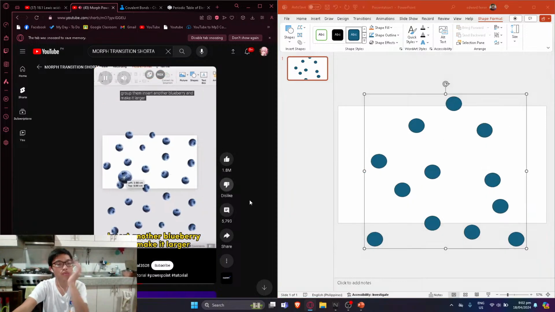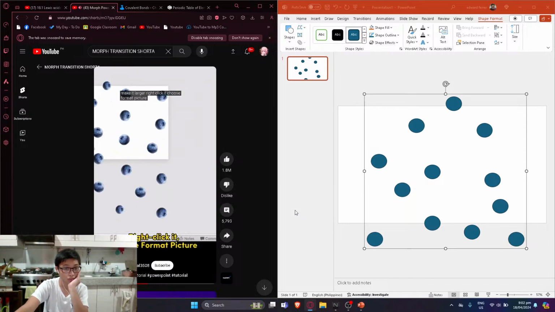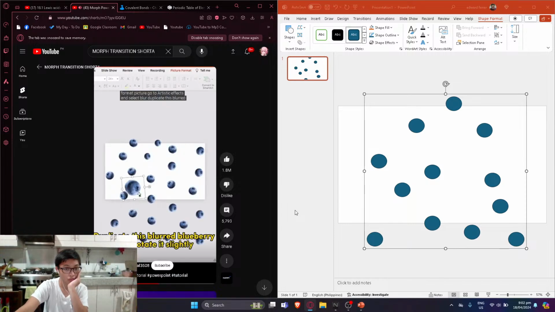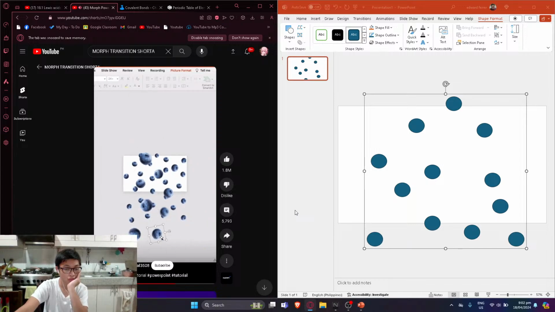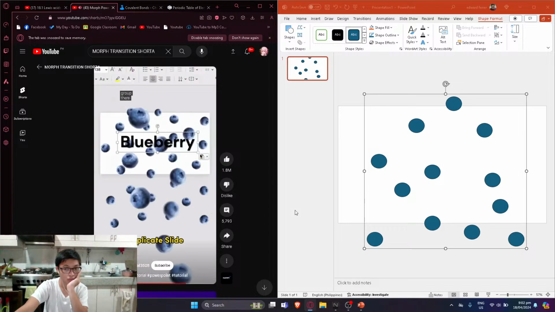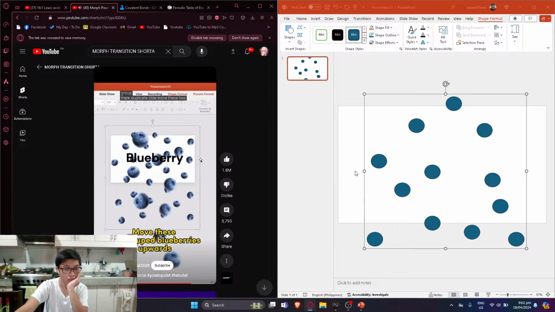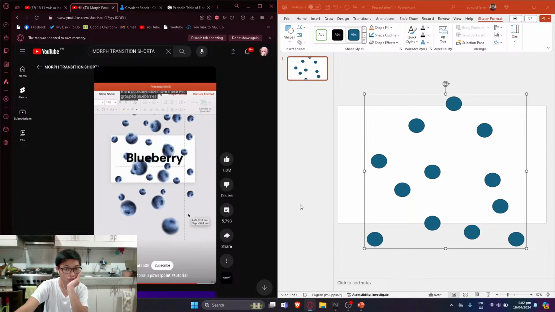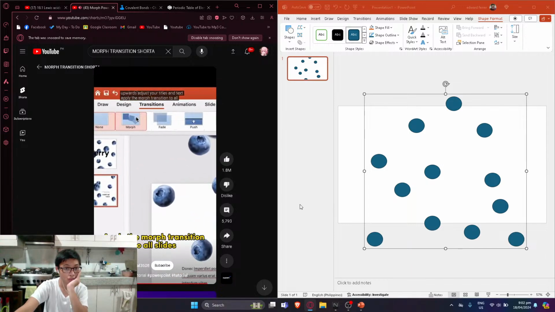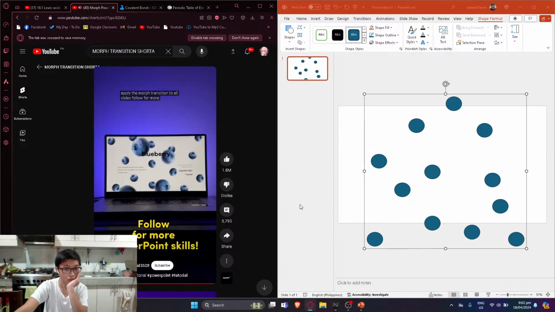Another blueberry and make it larger. Right-click it, choose Format Picture. Go to Artistic Effects and select Blur. Duplicate this blurred blueberry and rotate it slightly. Make more copies and arrange them like this. Select all the larger blueberries and group them. Duplicate slide. Move these two grouped blueberries upwards. Adjust your titles and text. Apply the morph transition to all slides. Follow for more PowerPoints.